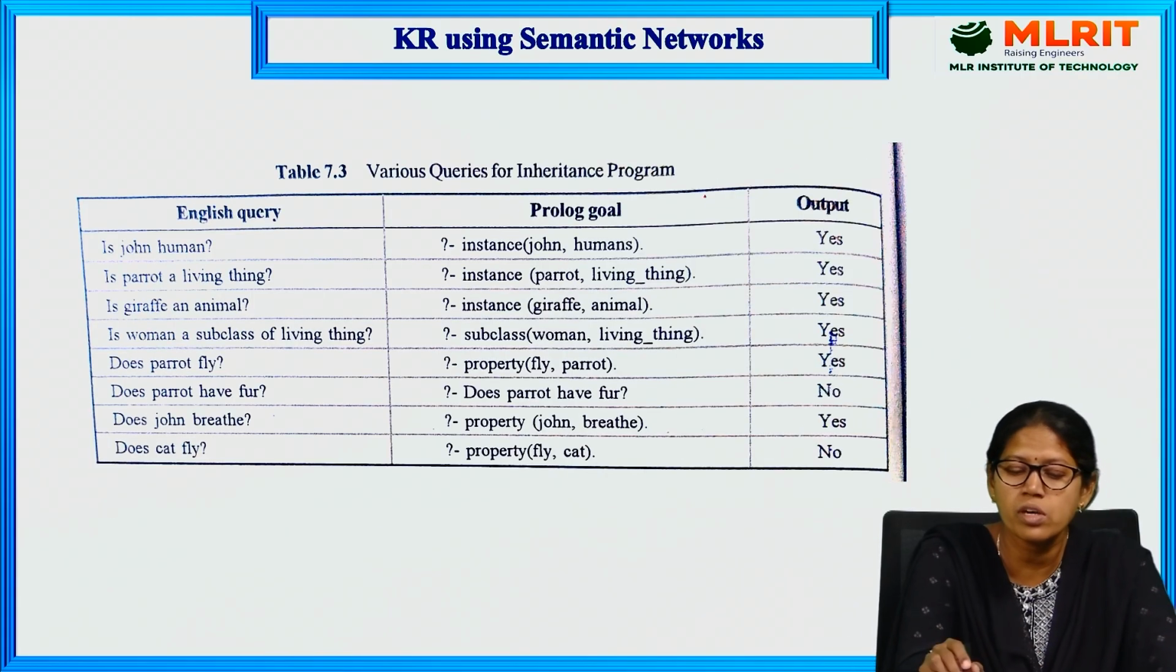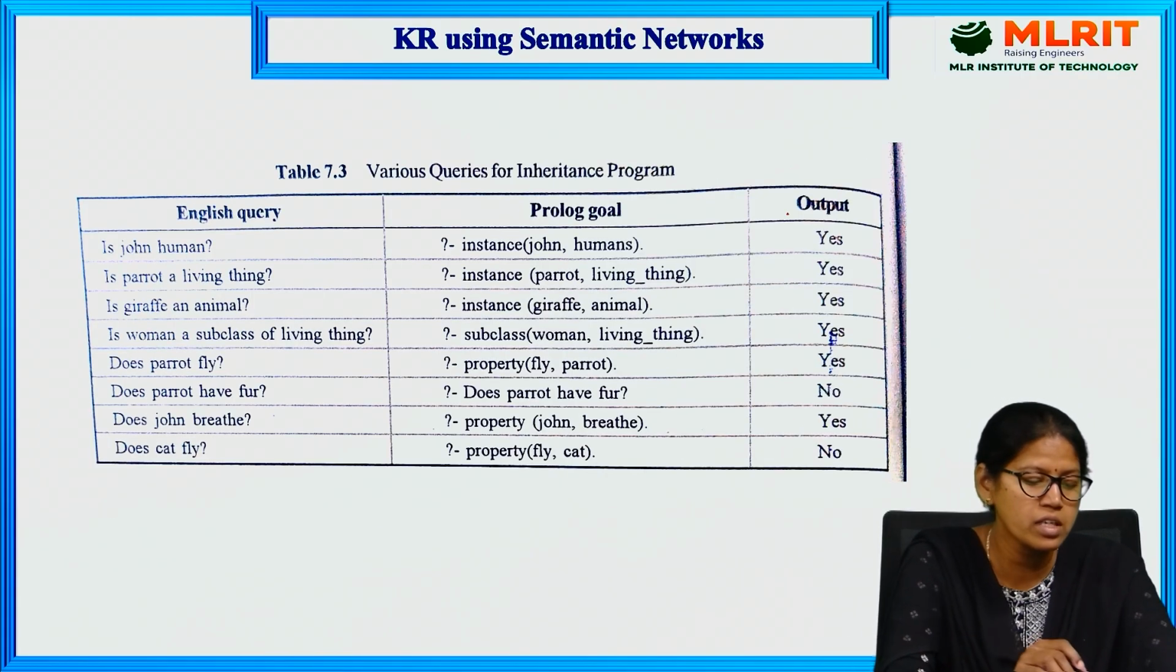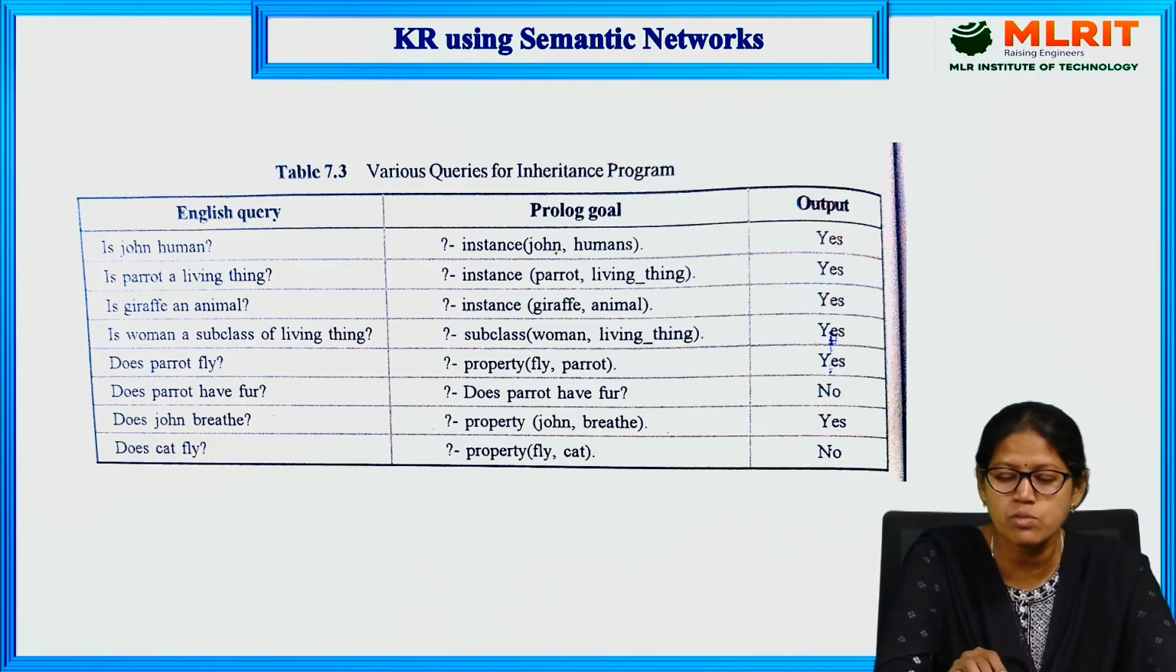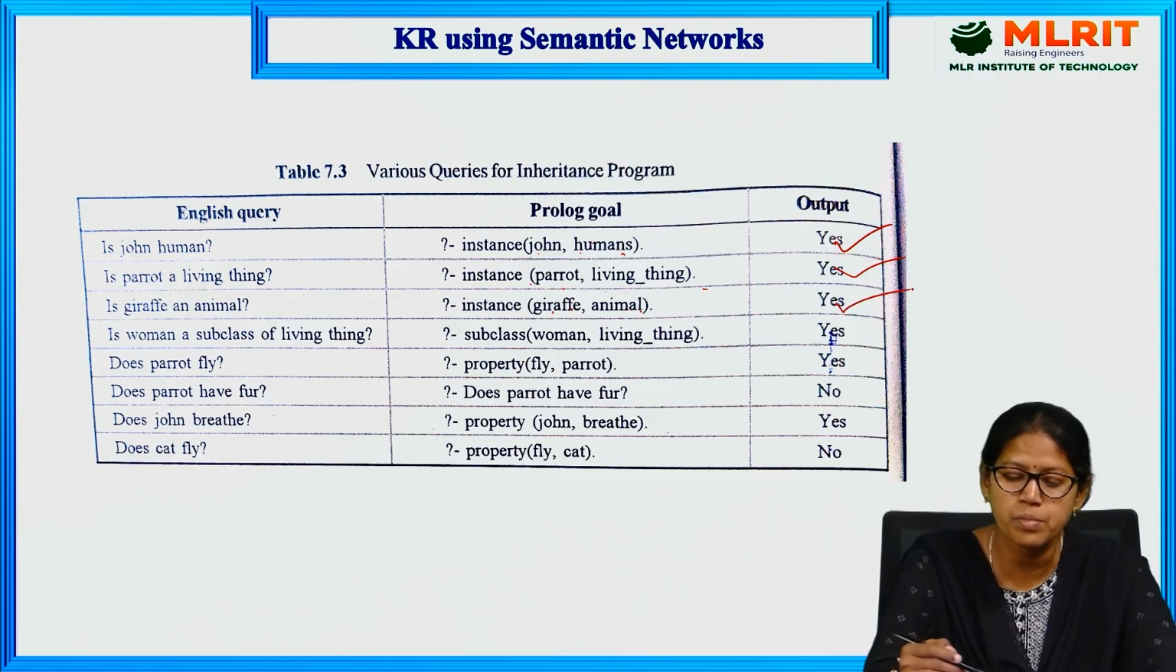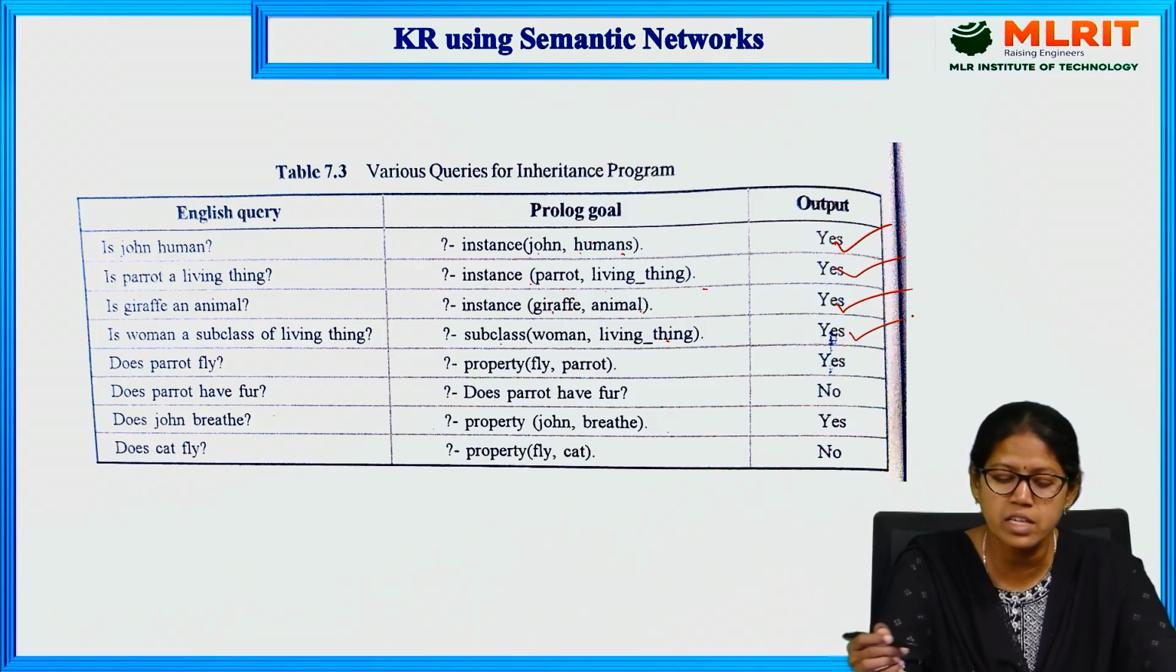Next, various queries for the inheritance program we can write like this. Is John human? Instance of John comma human: we can infer that John is a man, man is a human, then we can say yes. Next, instance of parrot comma living thing. Yes, parrot is a bird, bird is a living thing, then we can say yes. Instance of giraffe comma animal: giraffe is an animal, so we can say yes simply. Subclass human comma living thing: yes, human is a subclass of living thing, and then we can say yes.